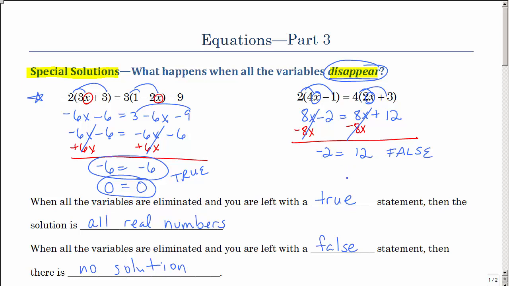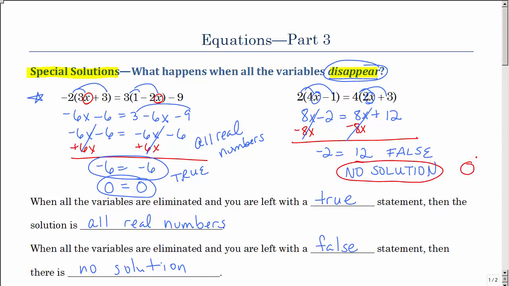So one more time, this answer is no solution, and this answer over here is all real numbers. Now, I will tell you a common symbol to use for no solution is a circle with a line through it. That's referred to as the null set. It's also a Greek letter. You can use that symbol. It's not 0. It means no solution. Right? So false is no solution, true is all real numbers.